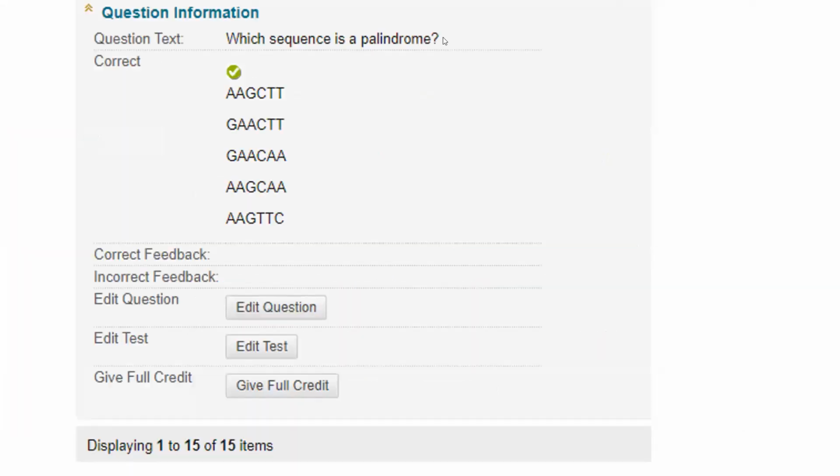Palindromes. So this has to do with our restriction endonucleases. What sequence is a palindrome? And when we talk about palindromes in terms of DNA, we're not talking just about a single strand, right? If we were just talking about a single strand, none of these are a palindrome. And just in case you're not sure what a palindrome means, a palindrome is a word that can be read the same forward and backwards. The easiest example being race car. Race car backwards and forwards is still race car.